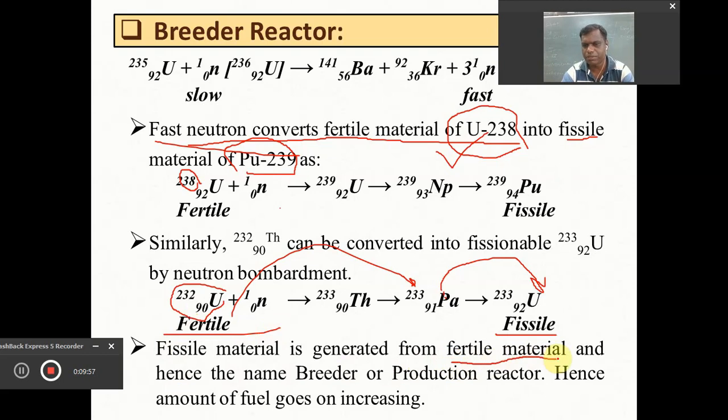This is fissile material generated from fertile material, and hence the name breeder reactor, or it is also called the production reactor, because in this reactor we are producing a fissile material from the fertile material. We are converting fertile material into fissile material. That's why it is also called a production reactor, and hence the amount of nuclear fuel goes on increasing in this type of reactor called the breeder reactor.